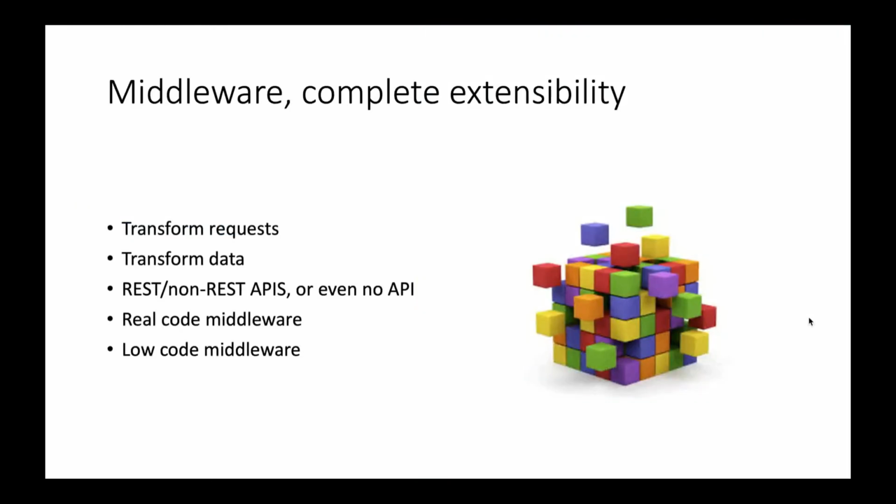So to wrap up, what does middleware offer us for the Microapps platform? It basically offers us complete extensibility. It allows you to transform HTTP requests, transform the data within them, which allows you to do things like integrate with non-REST APIs, even resources that don't have APIs at all, in the example I mentioned of the canteen menu, which was simply an HTML web page, which we used a cloud function to parse and deliver information finally into the Microapps platform. You can write middleware as real code, or you can use low-code solutions such as Microsoft Power Automate.